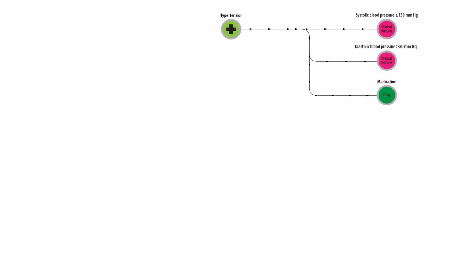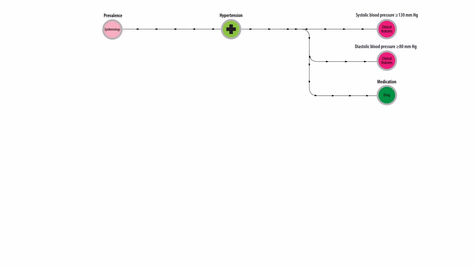Hello and welcome. Before we get started on the lesson, let's talk briefly about hypertension. It's defined as a systolic blood pressure of 130 or more, a diastolic blood pressure of 80 millimeters of mercury or more, or a patient is on medication treating hypertension. Those are the three diagnostic criteria.